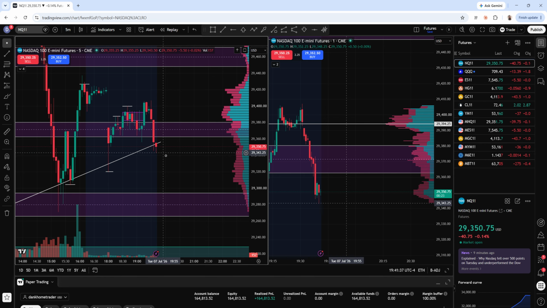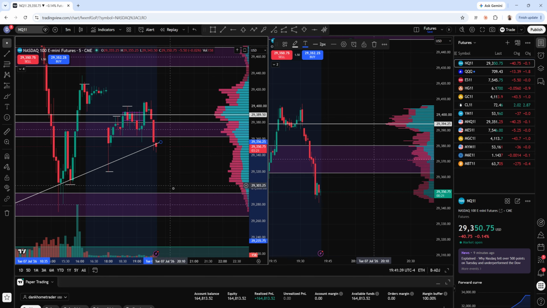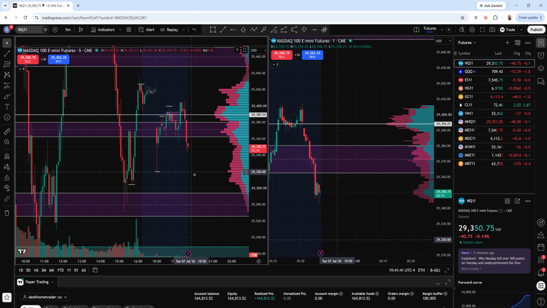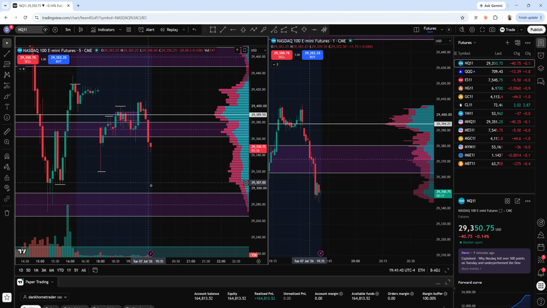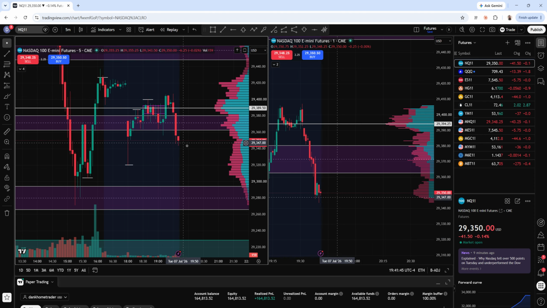This line's not real. It's just a drawing of wicks, but no reason to go long here. You'd be potentially catching a knife on the way down. So nothing there. And I mean, maybe a little bit forceful on some trades on this way up.